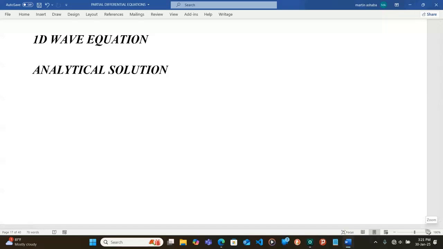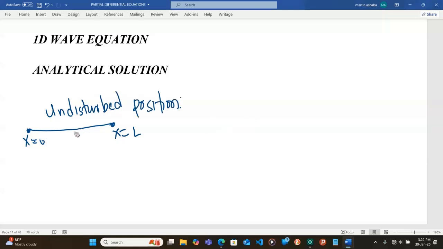wave equation. So if we consider, for example, an elastic string which has elastic properties in a way that it obeys Hooke's law, we'll find that if we tie that string, we fix both ends, let us say here and there. So this is at x is equal to 0, this is at x is equal to L. Now this is in an undisturbed position. Now what if we hold it in the middle, we displace it by stretching and then we release it.